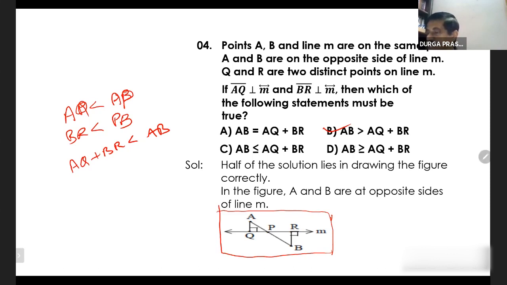So you have greater than or equal to. One is the greater than value, another is the equal to value. So the most possible thing is AB is greater than or equal to AQ plus BR. So greater than is coming, as well as the equal to sign. With this diagram, this is true, and with the other diagram we have taken, this is true. So both are possible. So option D satisfies more.